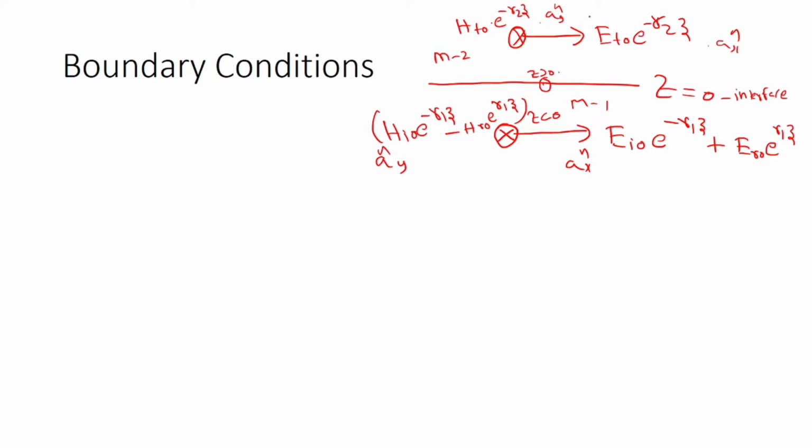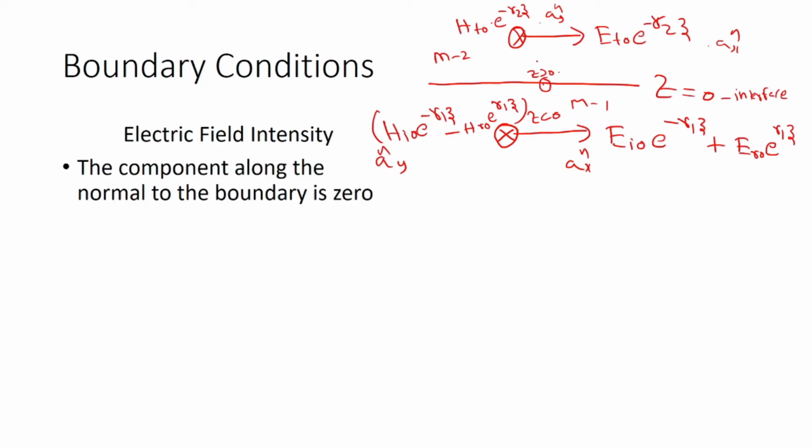Now, there would be values of electric fields and magnetic fields even at the interface. But the value of electric field at the interface can only be one value. It cannot have two different values. Similarly, the value of magnetic field intensity at z equals 0 should also be unique. It cannot have multiple values. So keeping that in mind, let us look at the boundary conditions.